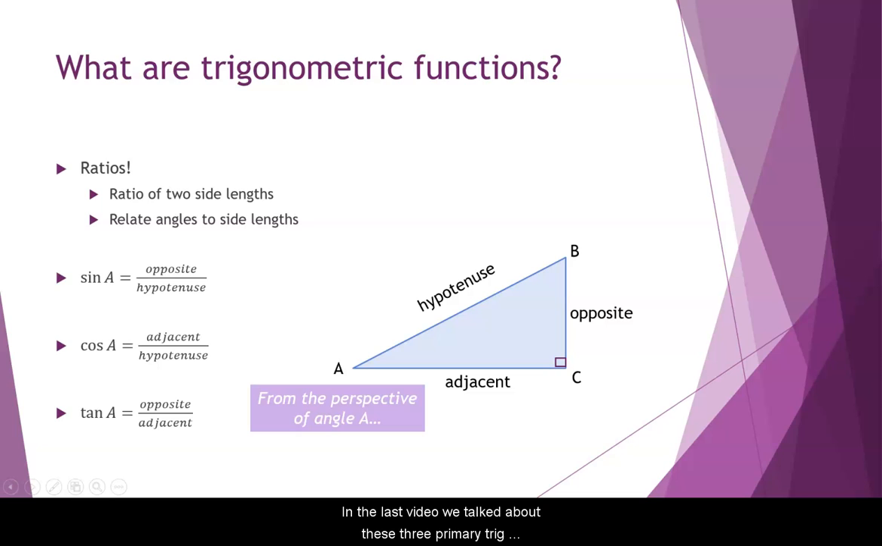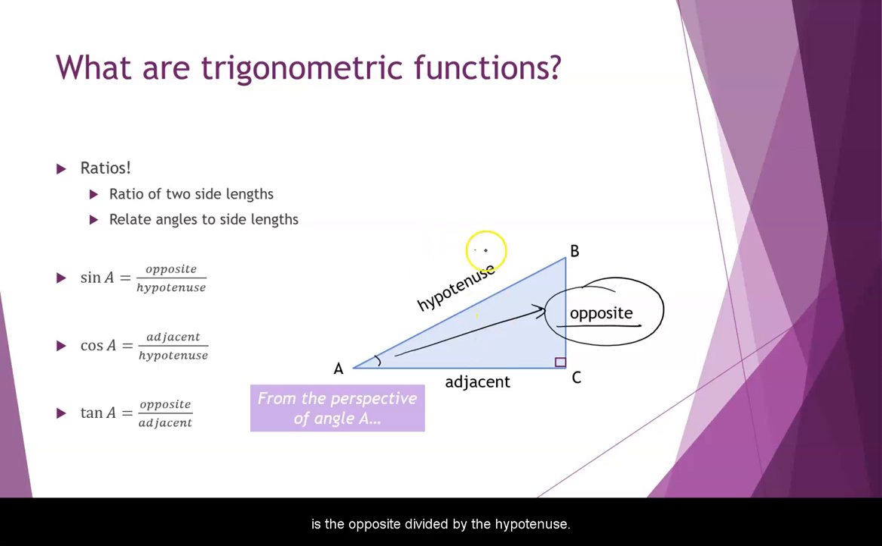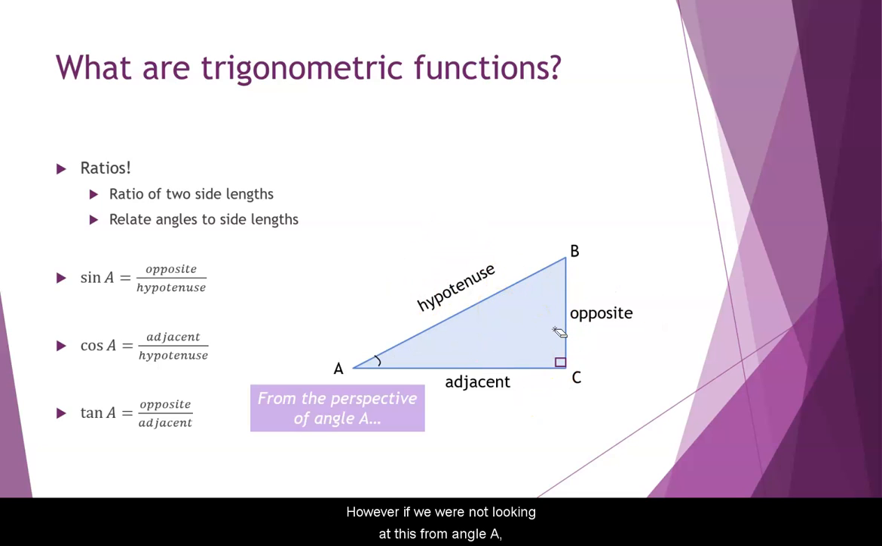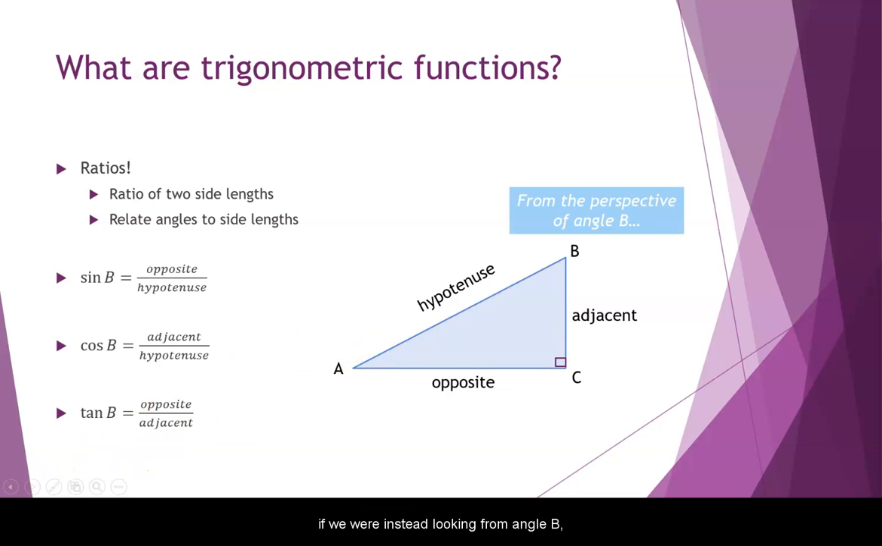In the last video, we talked about these three primary trig functions, and we talked about how from the perspective of angle A, if we're looking at that angle, the opposite side is the side farthest away from that. And so the sine of angle A is the opposite divided by the hypotenuse.